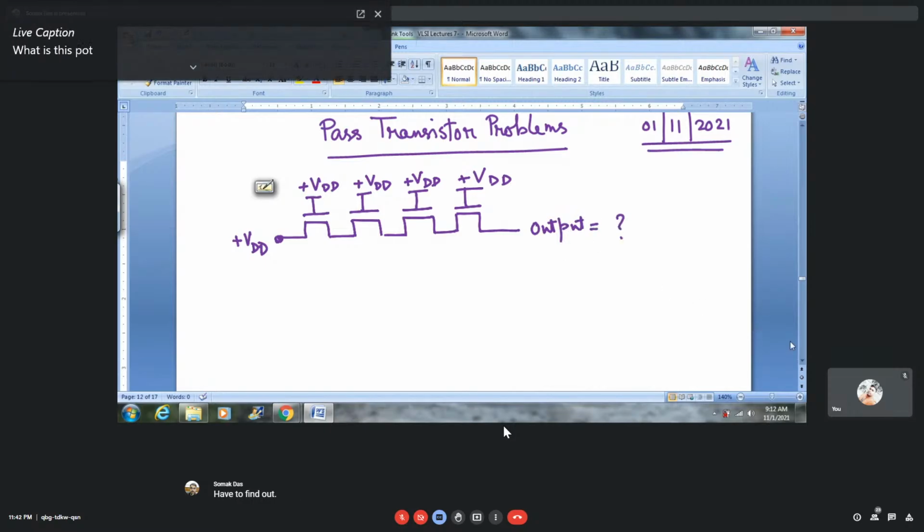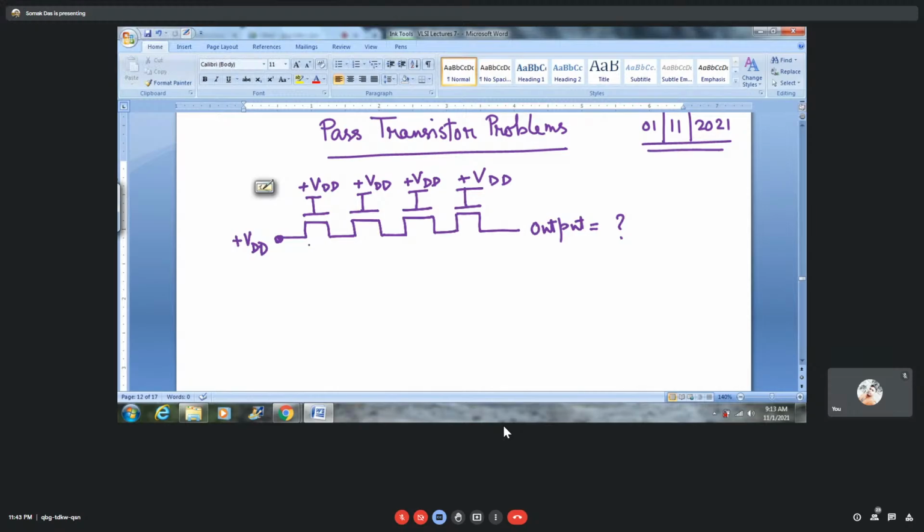What is this potential? The output potential. Yes, anyone? Based on your concept of pass transistor, which we have studied in the second last class, what will be the output potential for this kind of circuit? So if this transistor is T1, T2, T3, and T4.